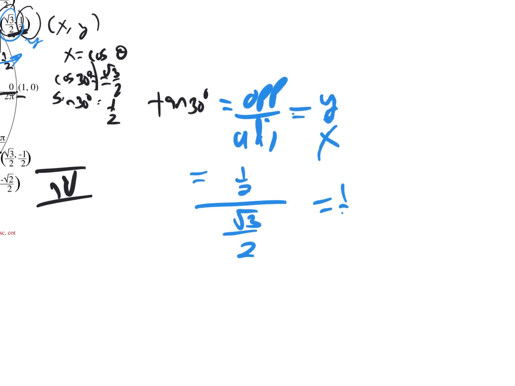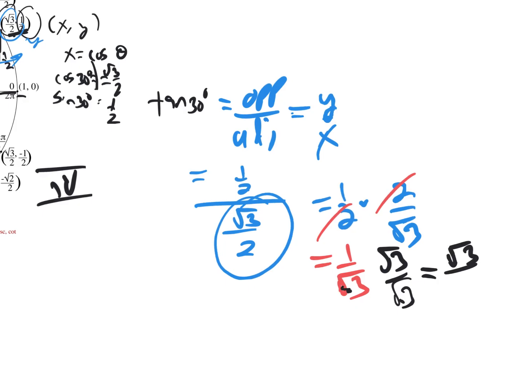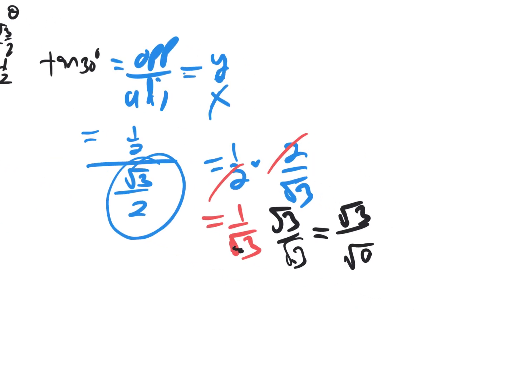Take the top fraction, multiply by the reciprocal of the bottom fraction, 2 over the square root of 3. 2's cancel, leaving 1 over the square root of 3. You're not allowed to leave that answer. You have to rationalize the denominator by multiplying both by the same thing as is in the denominator. 1 times square root of 3 is square root of 3. Square root of 3 times square root of 3 is technically the square root of 9 because 3 times 3 is 9, but we never leave it like that. Square root of 3 over 3.